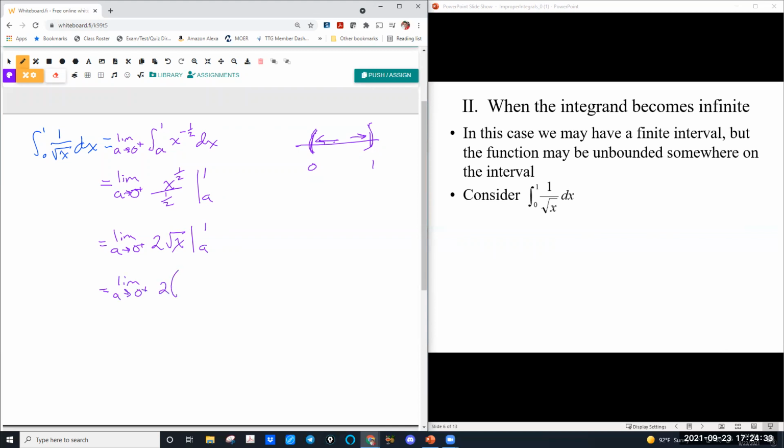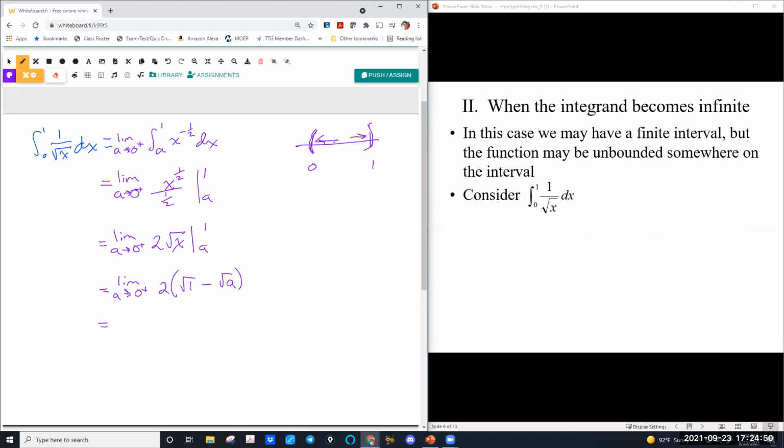So 2 times square root of 1 minus square root of A. All right, square root of 1 is just that. It's square root of 1. The only thing that depends on A is this square root here. We could actually do it from this step.